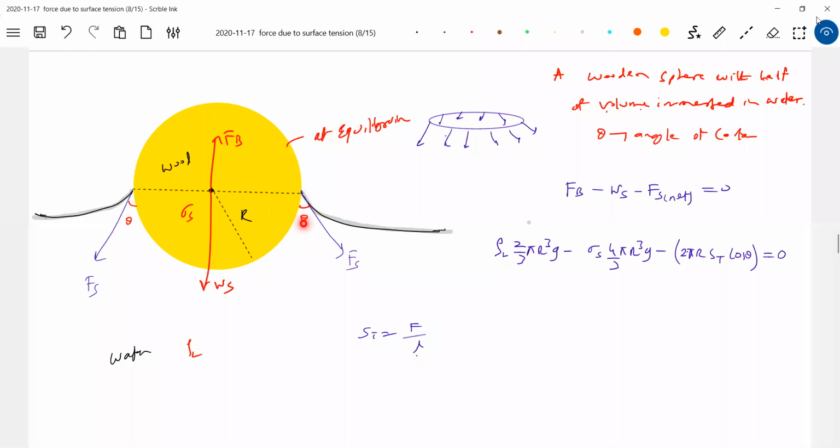Why not two, like sir? You are writing, why not two? The force is not acting only at these 2 points. It will act everywhere here. The liquid is in contact with the wood everywhere when you go around a circle. That's why this theta will come into the picture.